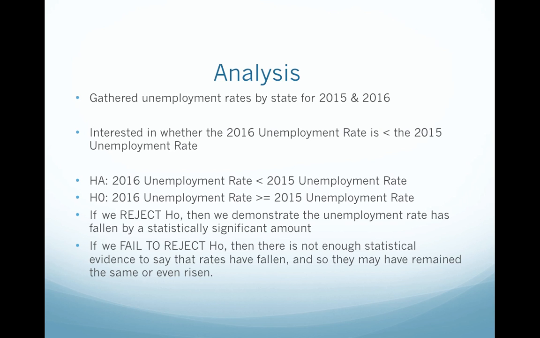That simply means that there's enough evidence that the forces that are driving unemployment rates have shifted those rates lower this year than last year. If we fail to reject, then what we're saying is that there is not enough statistical evidence for us to conclude that the forces have actually shifted. And so it's possible that really we're just seeing the same unemployment that we have been seeing.